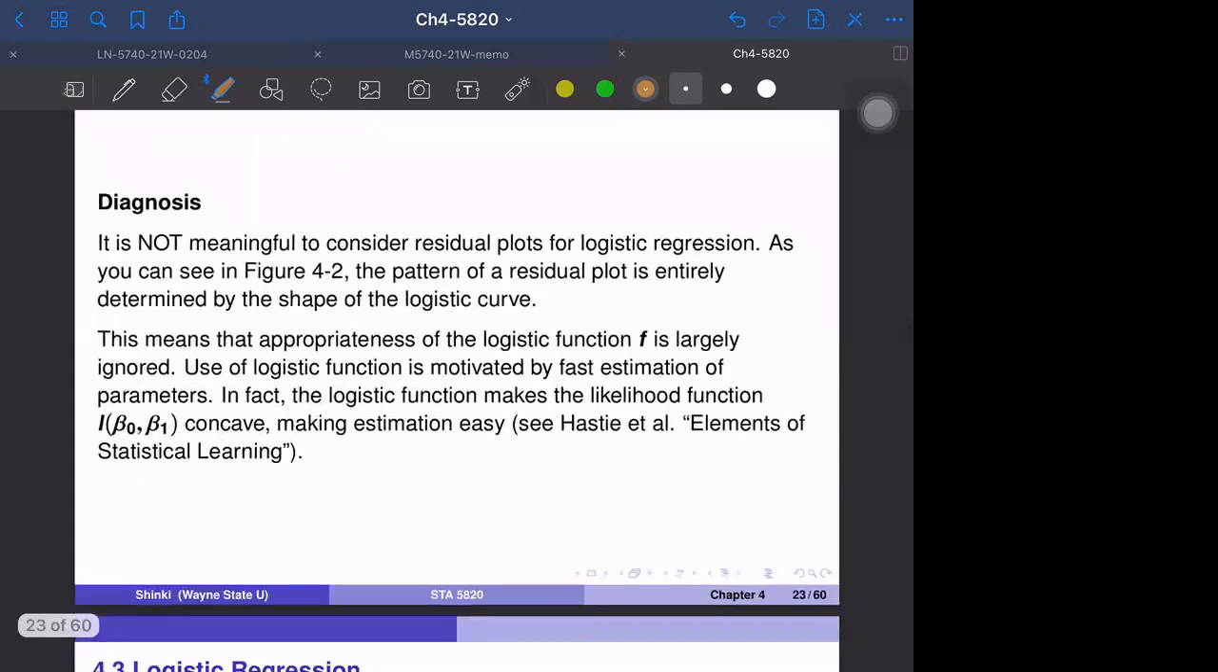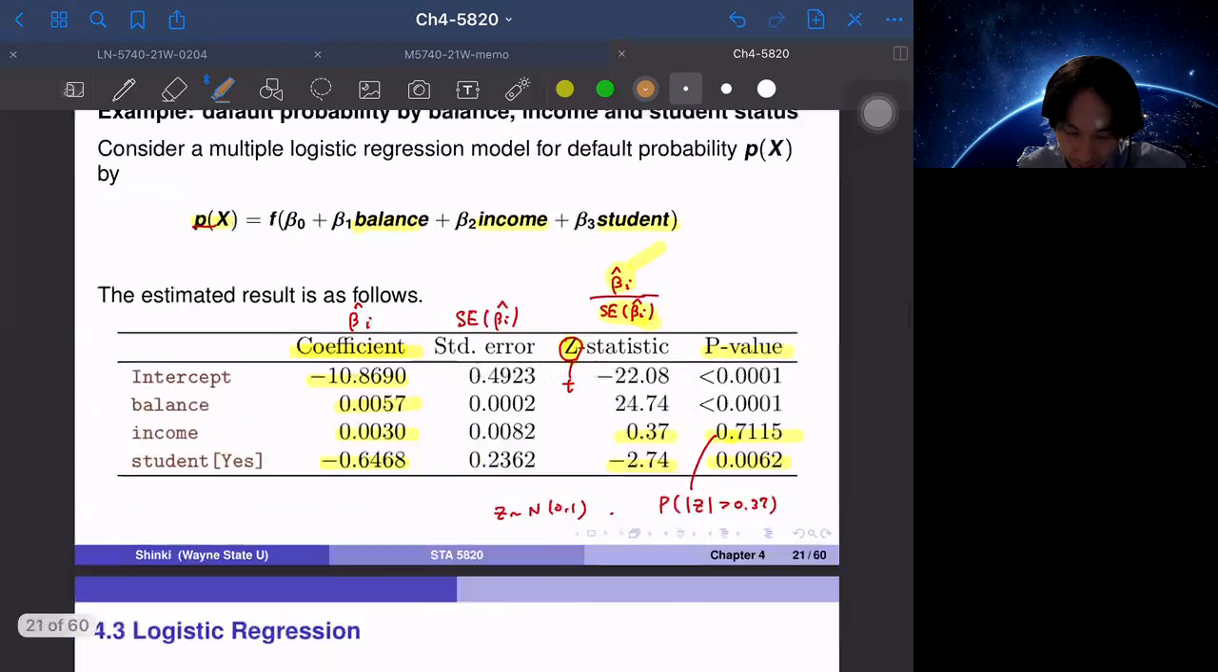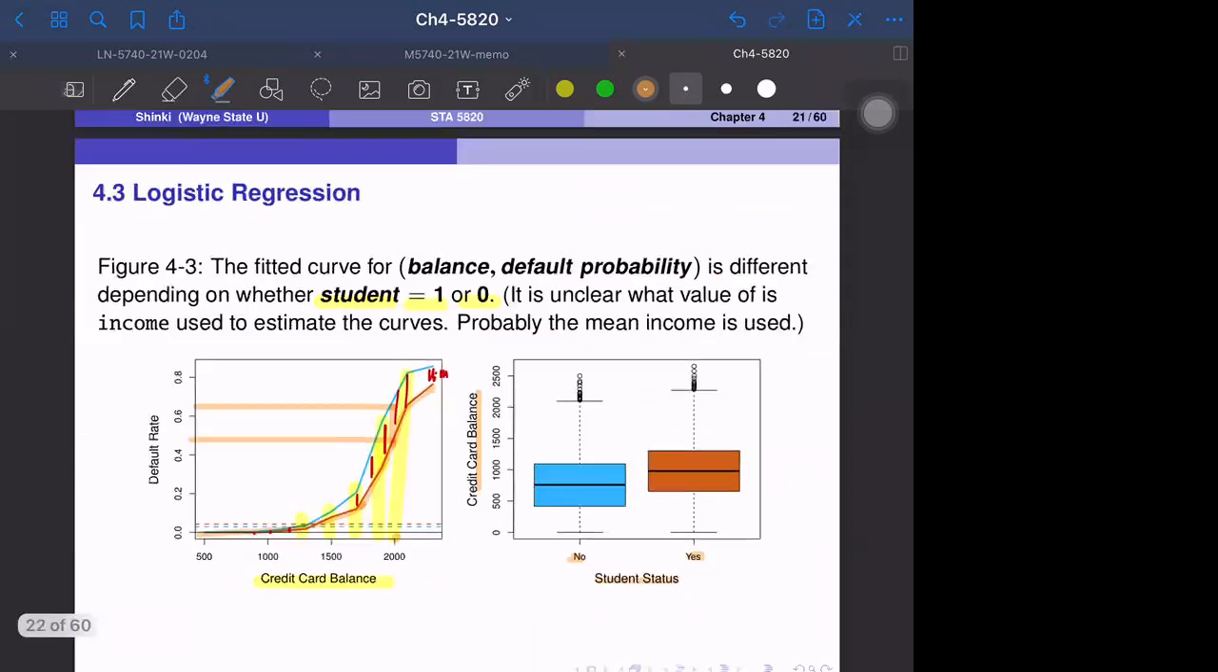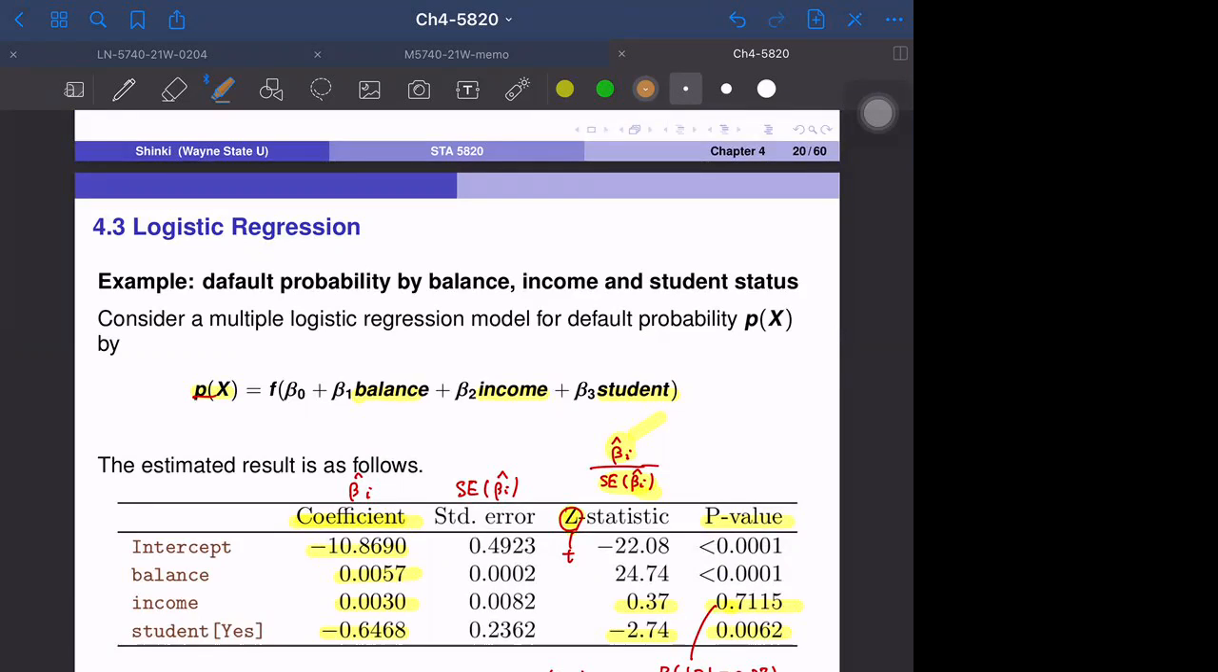Sorry, Professor, I have a question about the previous slide. Yeah, this one. About the interpretation of logistic regression. Can we say that by increasing one unit of income or balance, the probability of default will increase about, for example, 5% or 3%? Is that right or not?